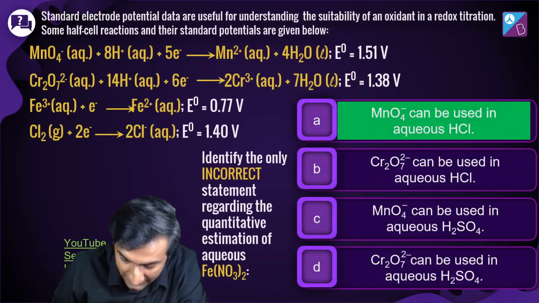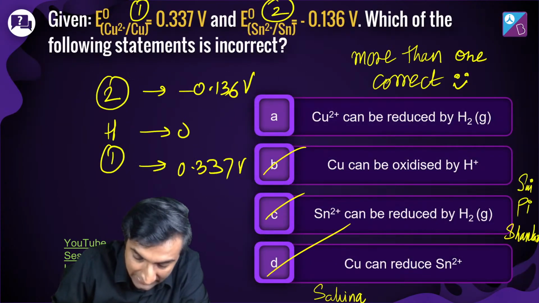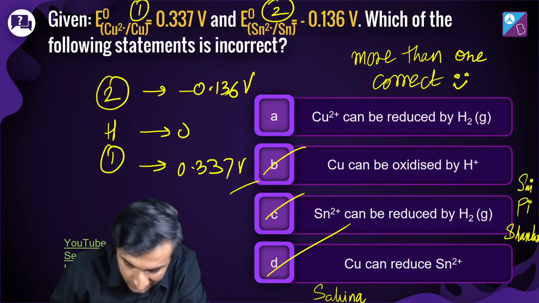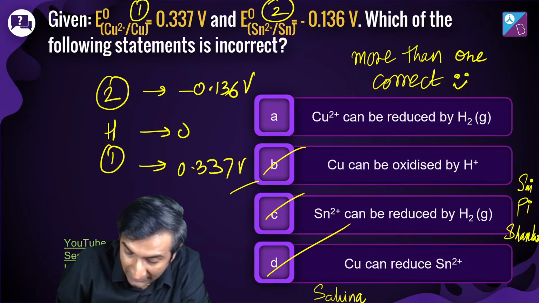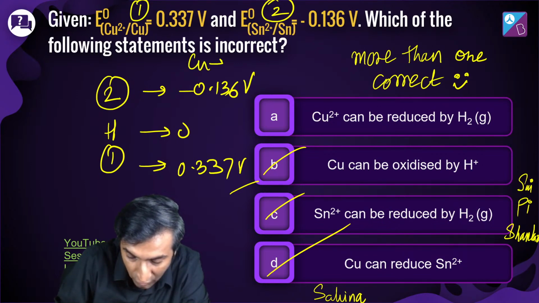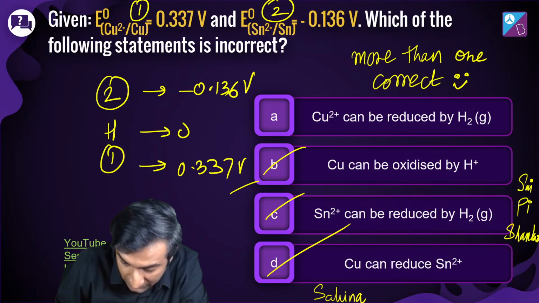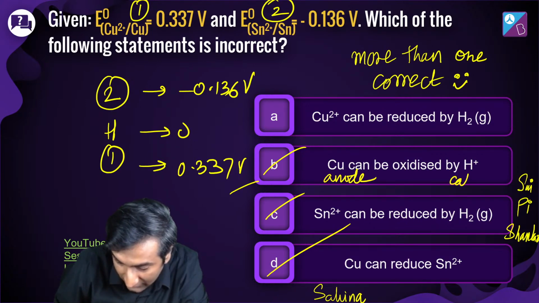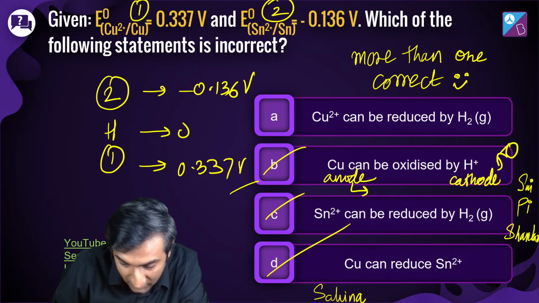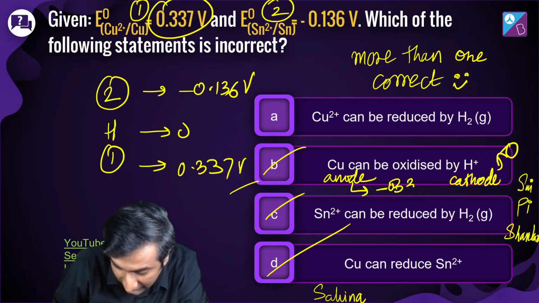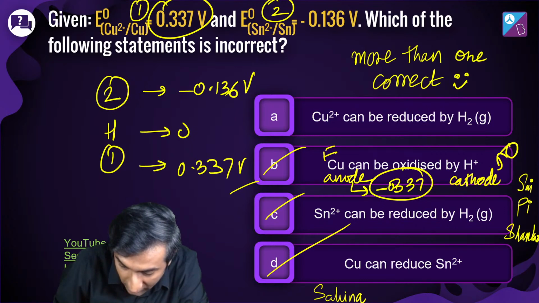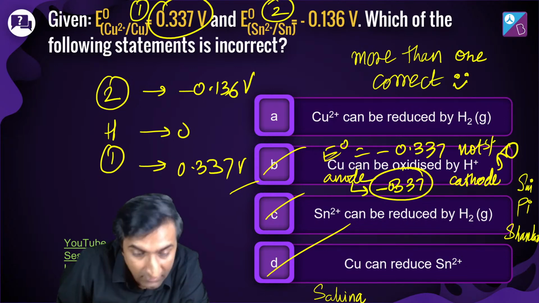ध्यान से देखते हैं. Copper can be oxidized by H plus. If copper can be oxidized by H plus, matlab I have written over here that E0 cell is positive. Okay. If copper is being oxidized by H plus, so that means that copper is the anode, right? Then this should be the anode and this should be the cathode. Okay. इसका तो हो गया 0. इसका हो जाएगा negative of reduction potential. What is this? This is negative 0.337, right? So E0 is going to be equal to negative 0.337. Hence, not spontaneous. ठीक है?